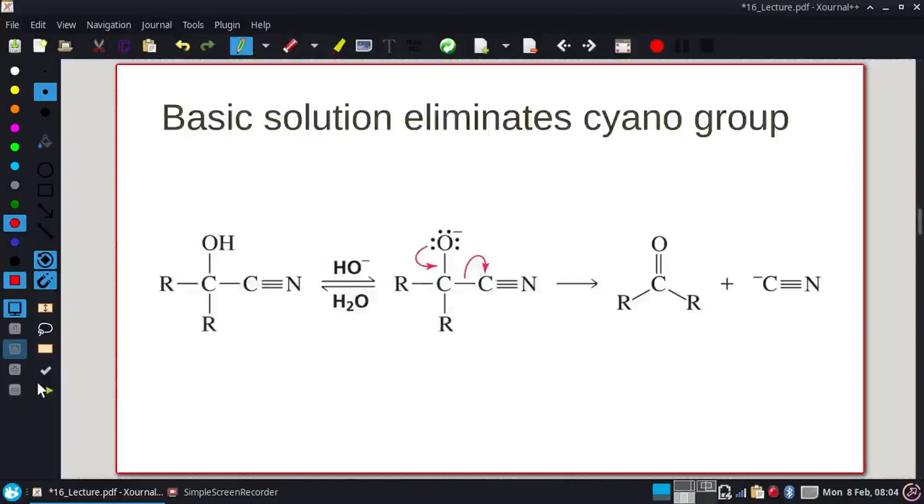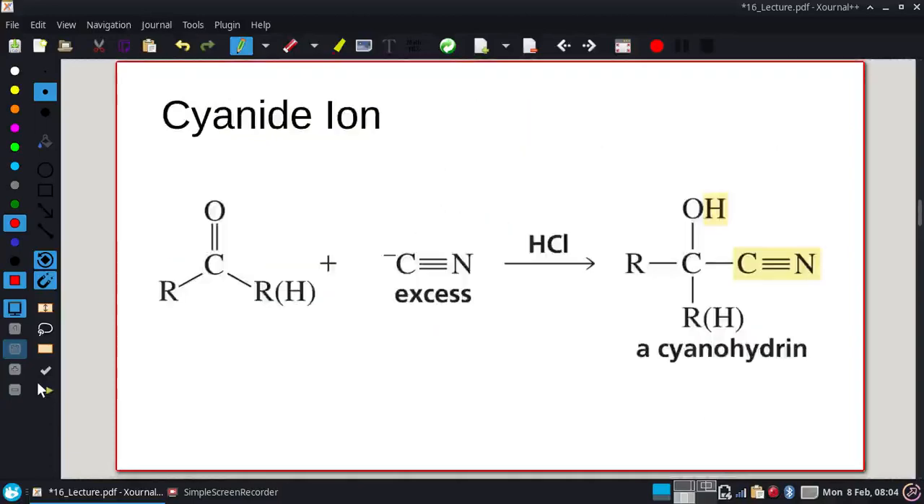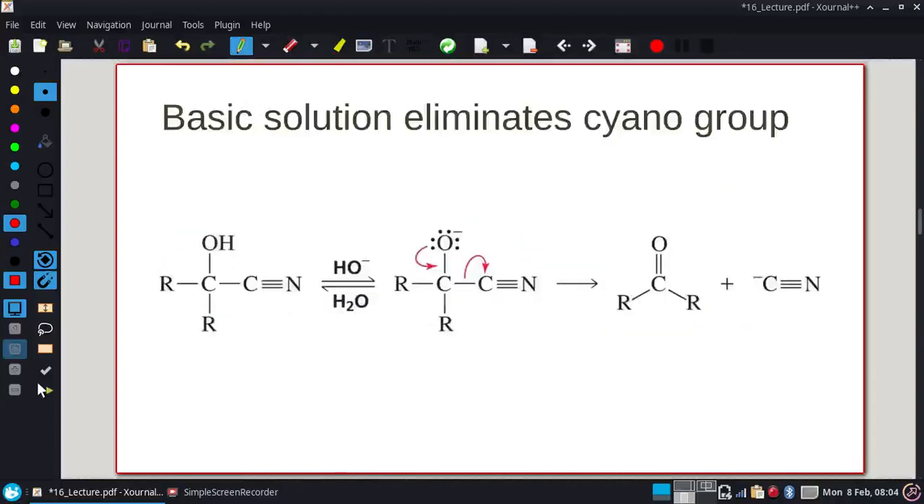Now, if I add this cyanohydrin to a basic solution, I do revert back to a ketone. It just eliminates that cyano group. Now, if we back up and look at that, that's basically saying if you take your ketone or aldehyde, treat it with your cyanide ion and a little bit of acid, you make that cyanohydrin. And yet, if you add base to it, it just undoes all that.